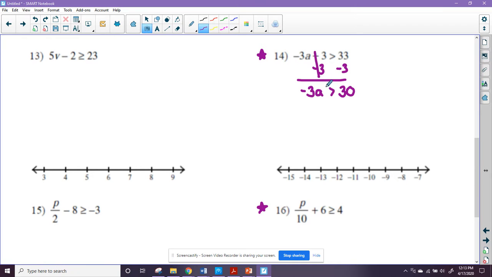Now we have to get a by itself, but we have a -3a. That's multiplication. To undo that, we have to divide by -3 on both sides. So we get a, and when we divide by a negative, our inequality symbol flips, so greater than becomes less than. 30 divided by -3 is -10. So we'll go down to -10. It's an open circle pointing to the left.